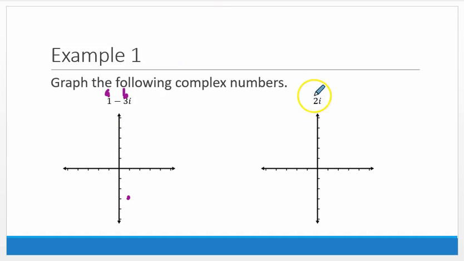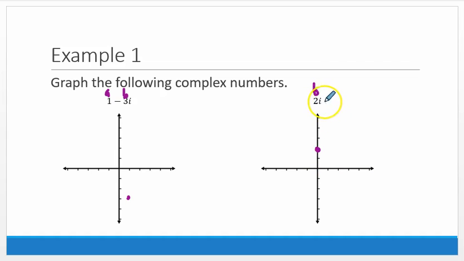Now this one's a little bit trickier in the sense that we do have a b value, but there is no a value. Well, that just means a is 0. That means we do not have a real number being added or subtracted to the imaginary number. So that means we're not going to go to the left or to the right at all, but we are going to go up 2 units. So this dot would land right here.